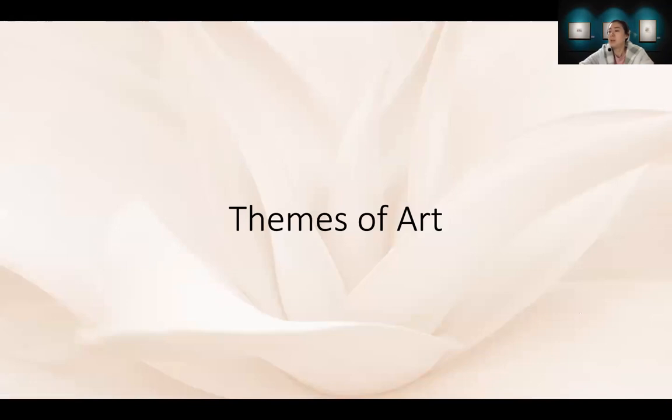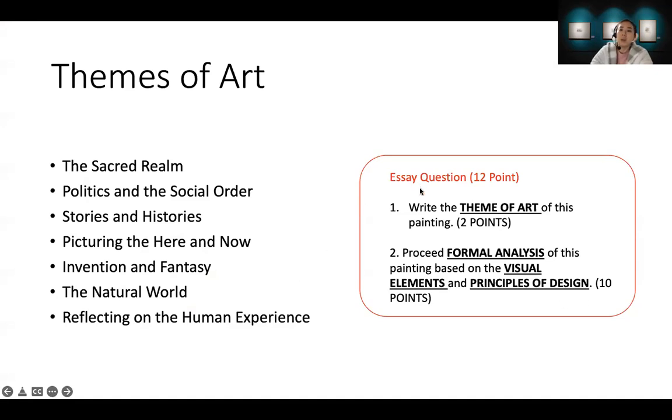So let's move on to the next chapter, themes of art. This chapter is important for the last essay question. Like I said, the essay question will be 12 points, and 2 points will be about the themes of art. When you see a work of art, you have to write which themes of art the artist used. So here are the options. You must find one of the themes of art here.